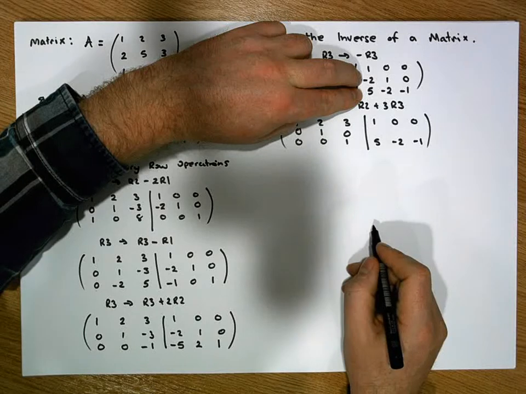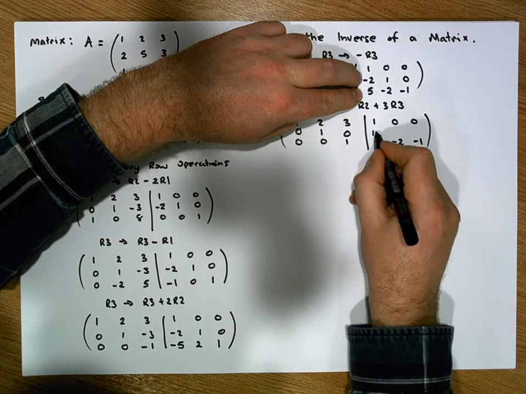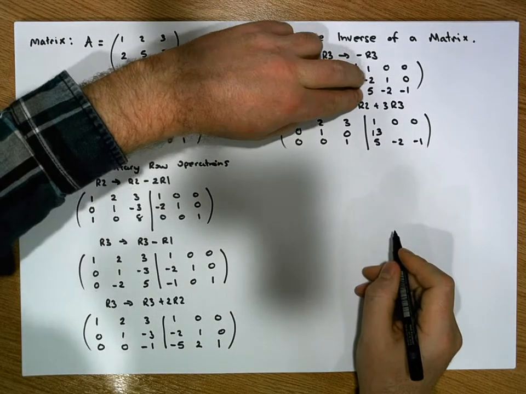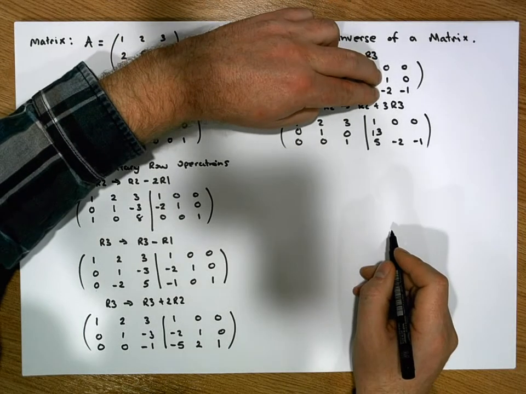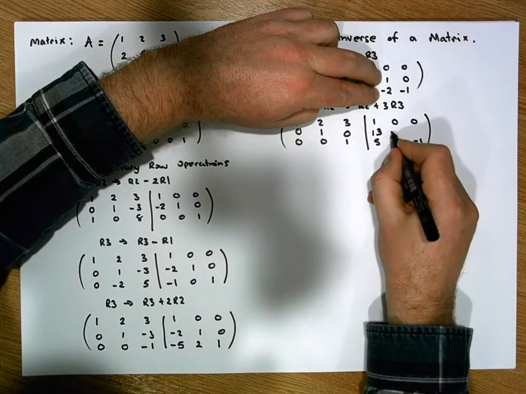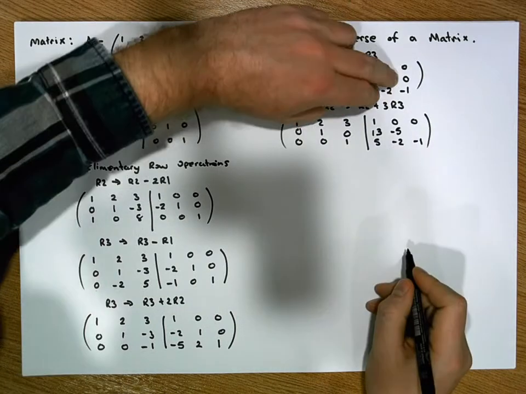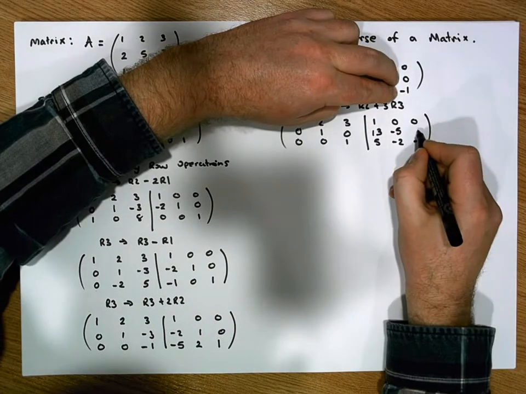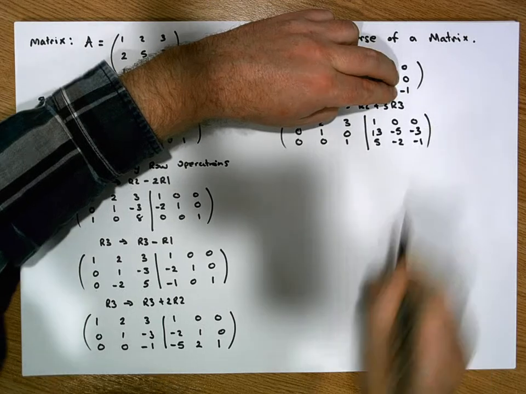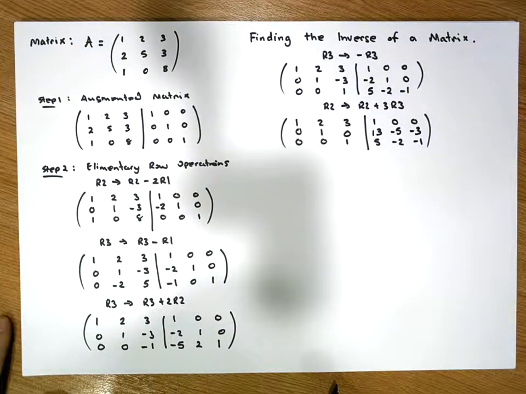Plus a 15 is going to give us a 13. Okay. It's 1 plus 3 times minus 2, so it's 1 plus minus 6 gives us a minus 5. It's 0 plus 3 times minus 1 gives us a minus 3. Okay, so we're nearly there.